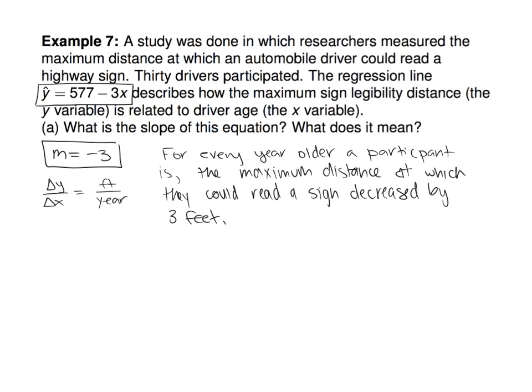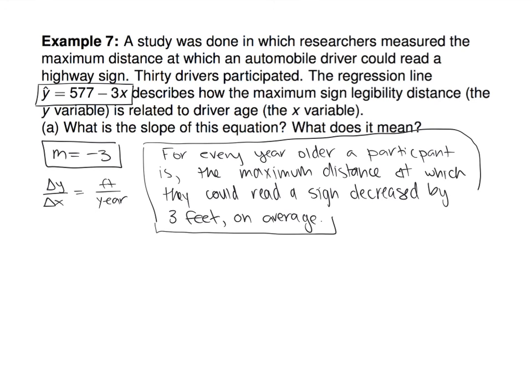And don't forget those 2 magic words, on average. It is possible to be a young person with terrible eyesight, and it's possible to be an older person with good eyesight. But on average, as people age, the distance that they can see does tend to decrease.